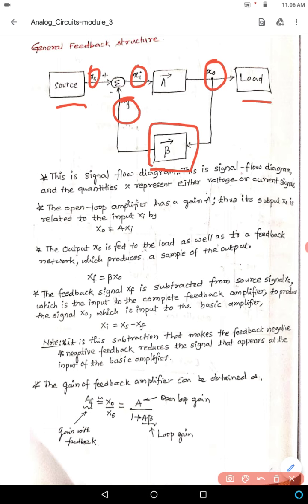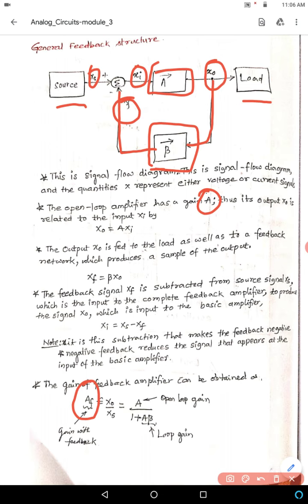The input will be given from the source to the amplifier A, and then across the load we are measuring the output, and some of the voltage will be taken as feedback to this feedback factor or network. Then again it will be fed back to the input. Here we will obtain two types of gain. One is gain without feedback, that is normal A, and the next one is gain with feedback, AF. All of you know, the gain with feedback will always be less compared to the gain without feedback.